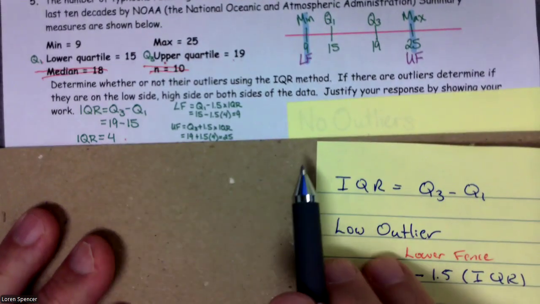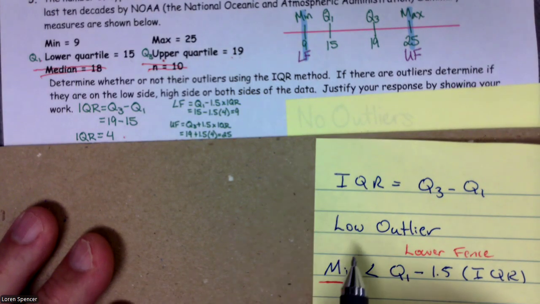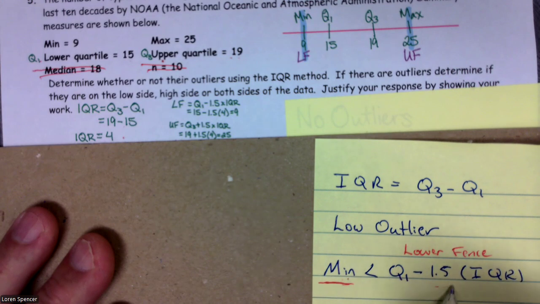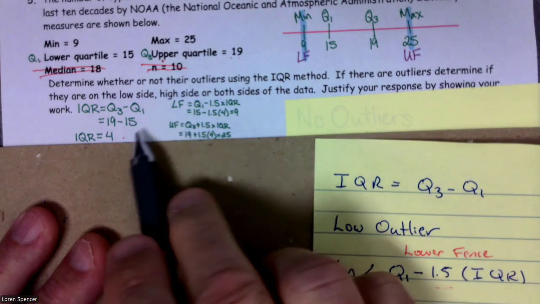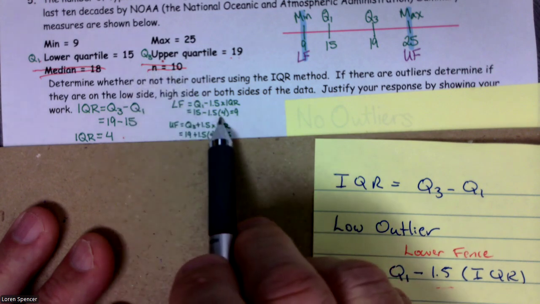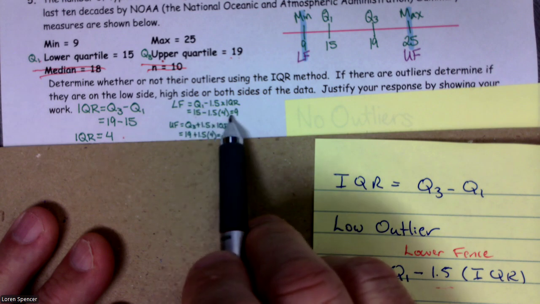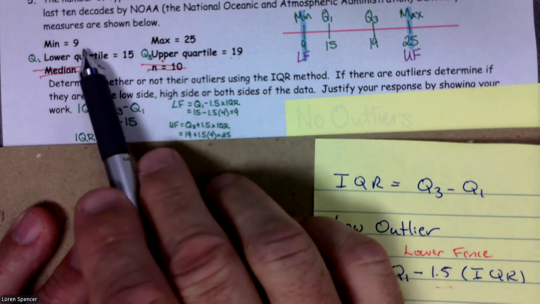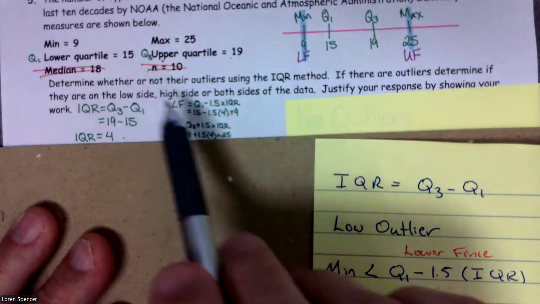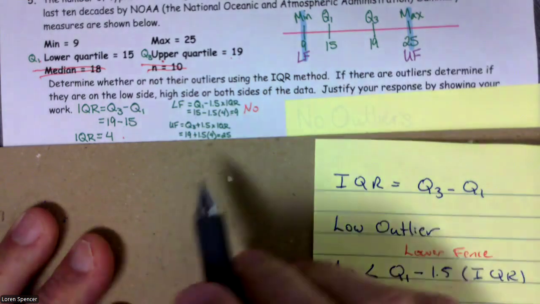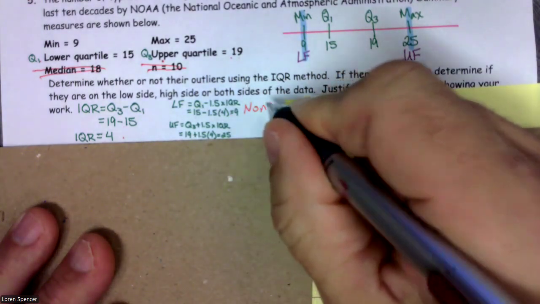So now we need to calculate our lower fence. Our lower fence is Q1 minus 1.5 IQR. So in this case, Q1, 15 minus 1.5 times 4, and that gives us 9. So if we have a minimum value below 9, then we have an outlier. Well, we have a minimum value of 9. 9 is not below 9, so no outliers here. No outlier on the low side. So I'm going to write the word none.